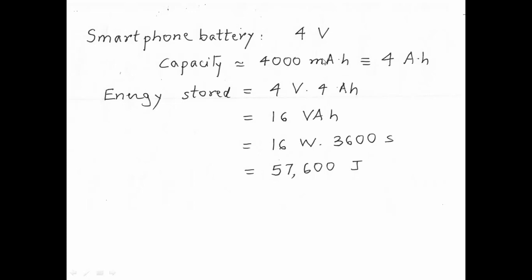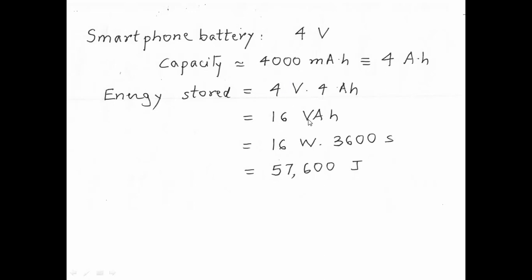So it's actually obvious from these units, right? This is voltage, this is current, and this is time. And energy is voltage times current, which is power, times time. So we say the energy stored in a fully charged battery with these specifications is 4 volts times 4 ampere hours.